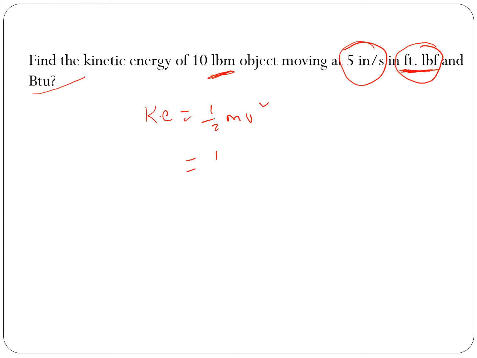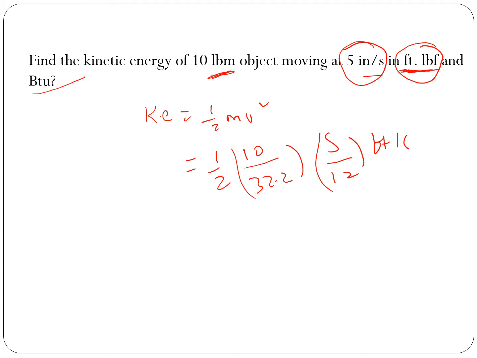So for this one, mass is in pound mass, so convert to slug. So it will be 10 by 32.2, and then velocity is in inch per second, so convert to feet per second. So this is in feet per second and this is in slug. And if you do the calculations, the unit of kinetic energy would be feet pound force. Okay, now in order to convert to BTU, you have to use the conversion table.